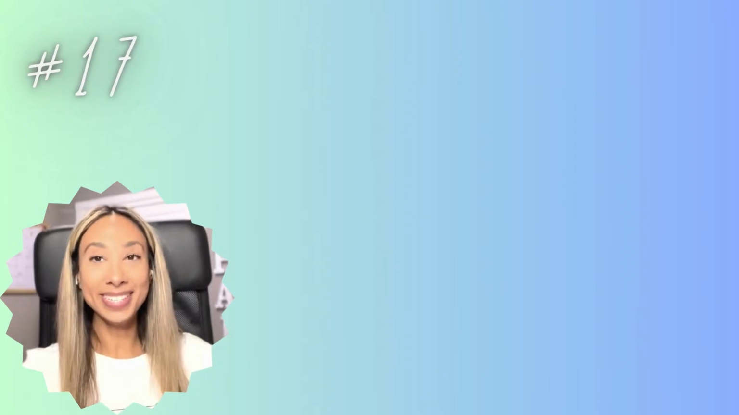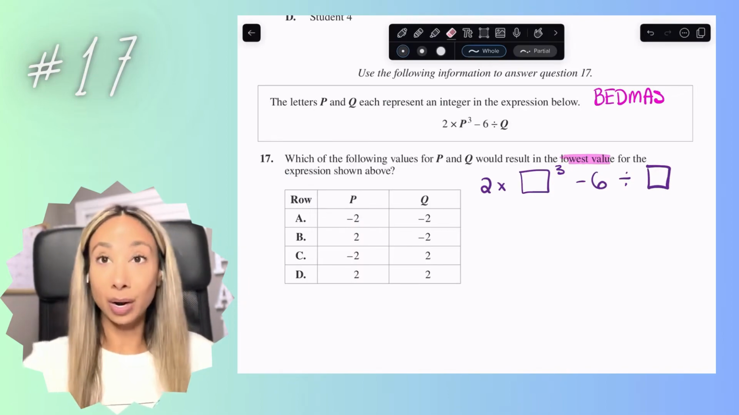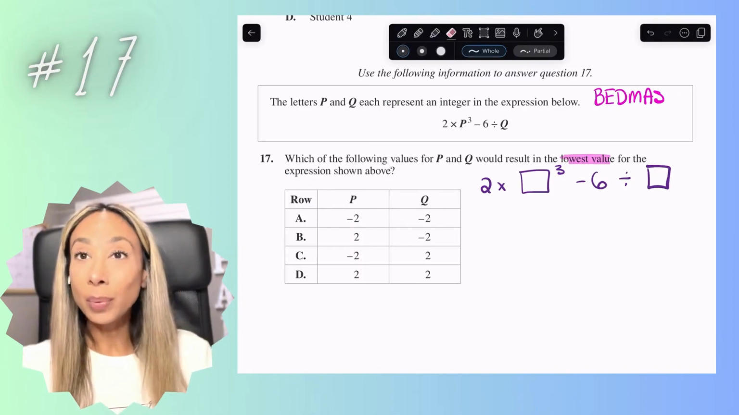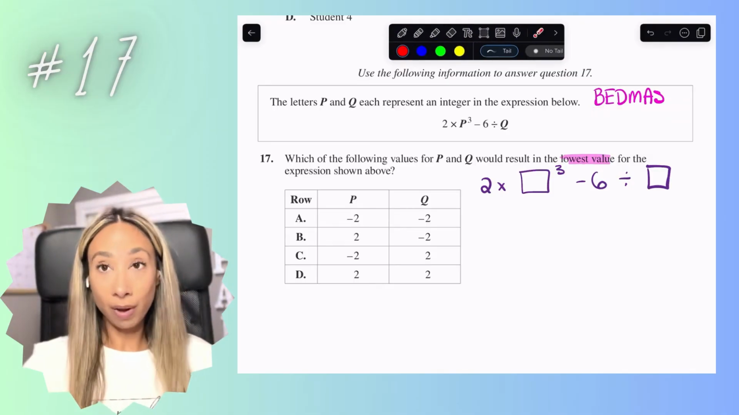Okay, number 17 here. So 2 things I want to point out with this question here. So the first thing is we are going to need to use our BEDMAS rules for this. So I wrote that at the corner right here, just in case you forgot what that's going to be. So we do want to follow that.